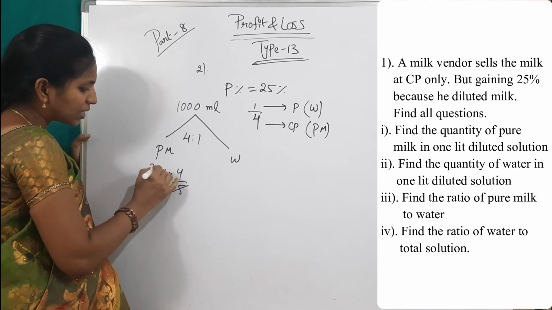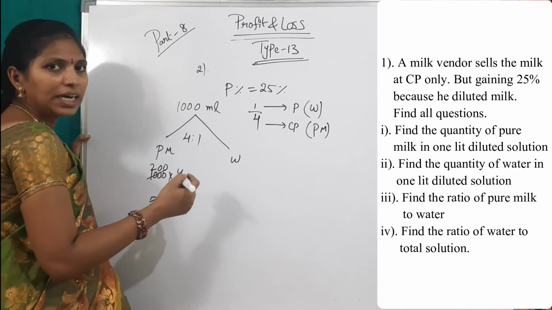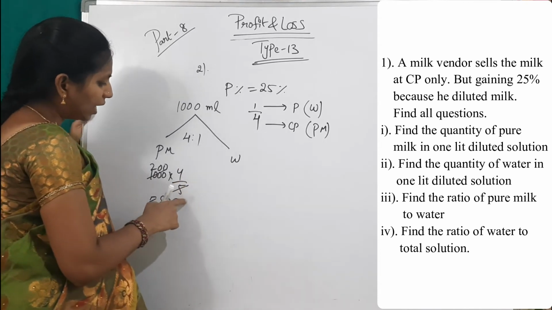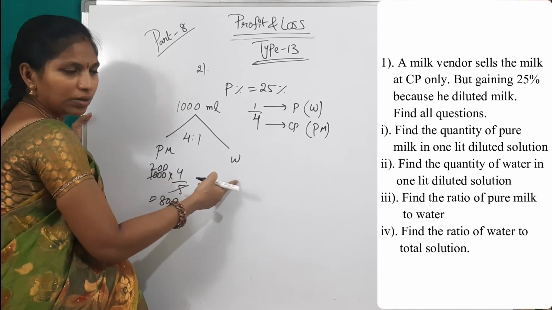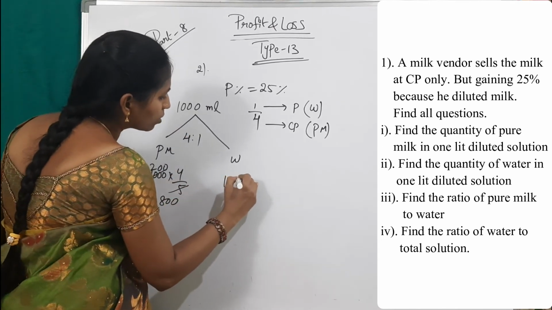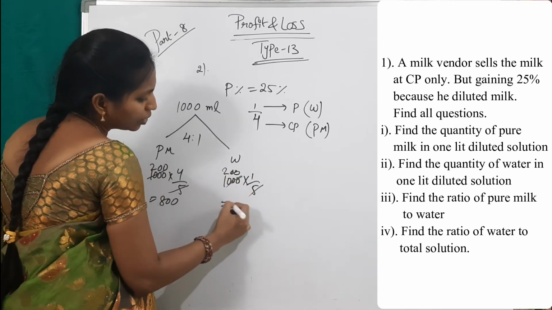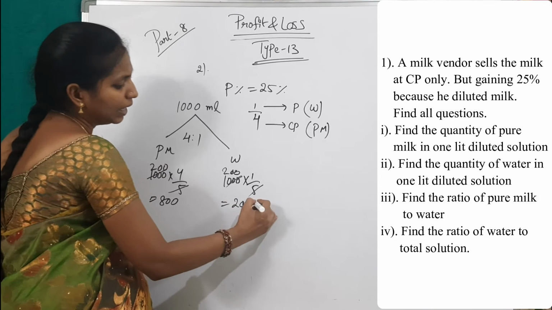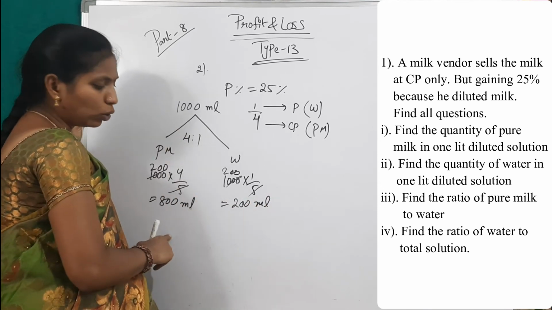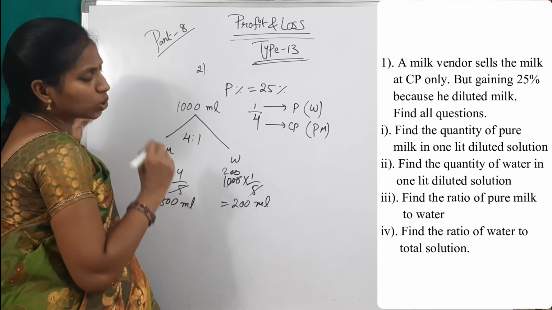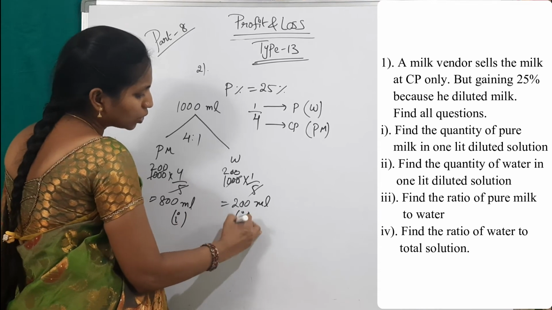How many times cancelled? 200 times. Then finally what is the result? 800. So 800 is the pure milk. Then the remaining 200 is for water. Otherwise do the calculation 1000 into 1 by 5, that is 200. So 200 milliliters is water and 800 milliliters is pure milk. The answer for the first question is 800, and the answer for the second question is 200.